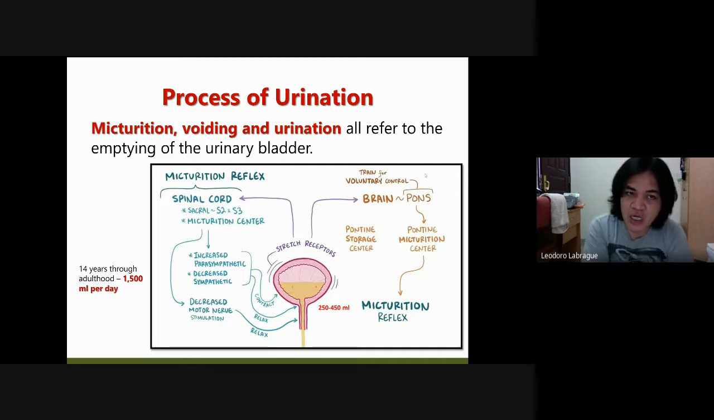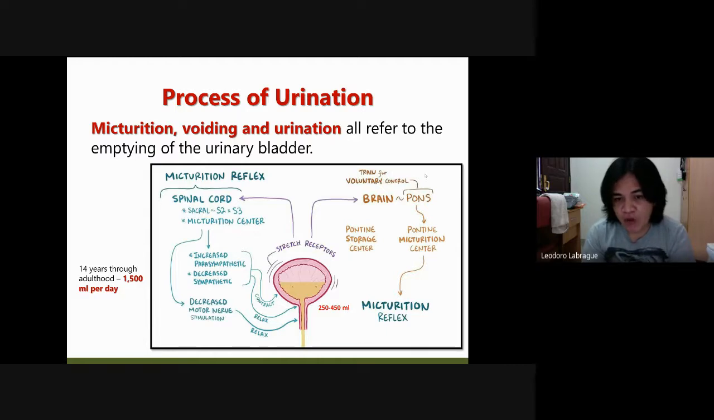That's why when you go to the hospital, the doctor would ask, did the patient void already? Or did the patient micturate already? That means the doctor is asking if the patient has already urinated. These three terms are correct.